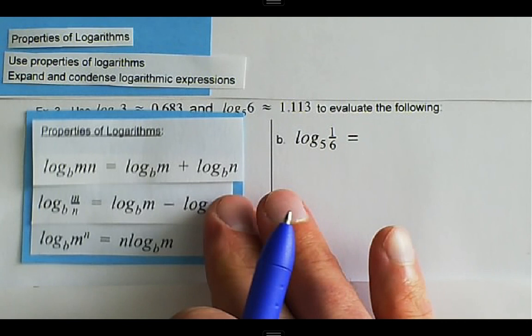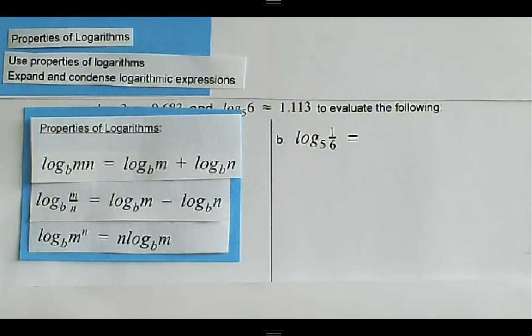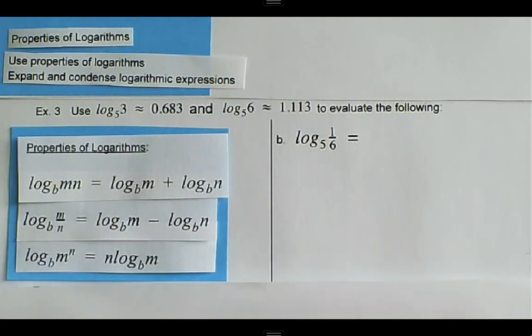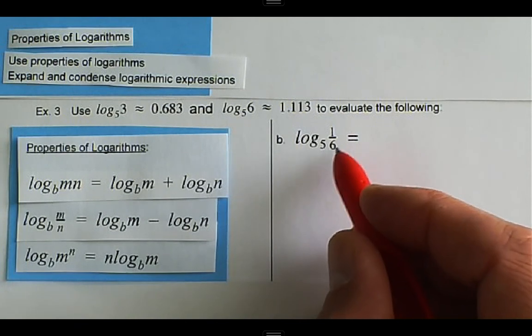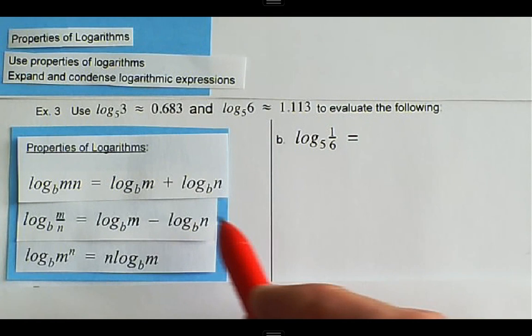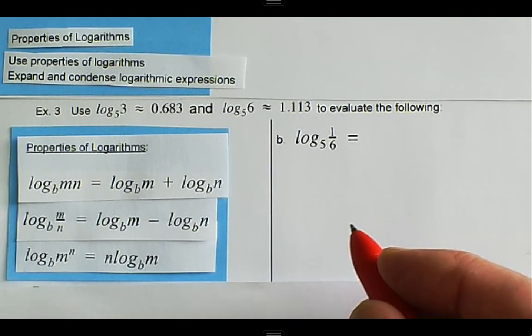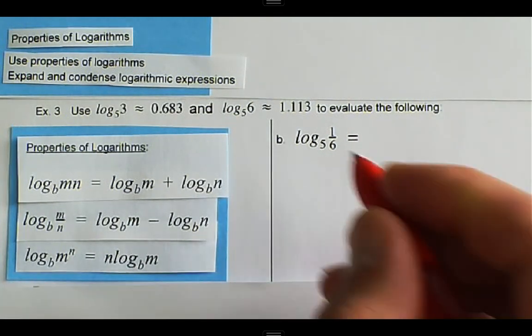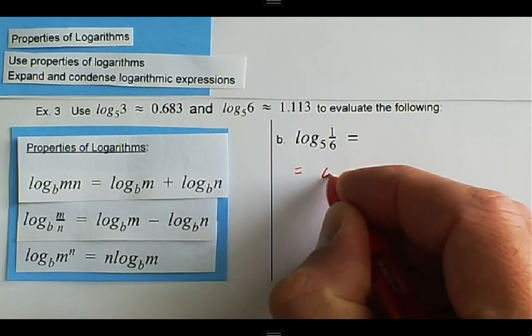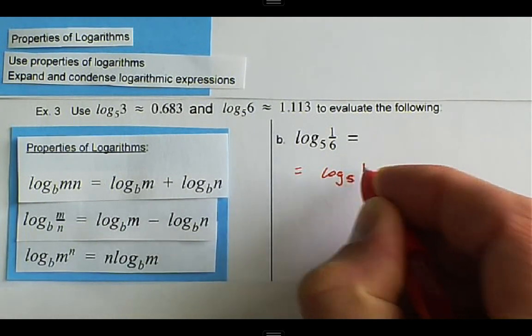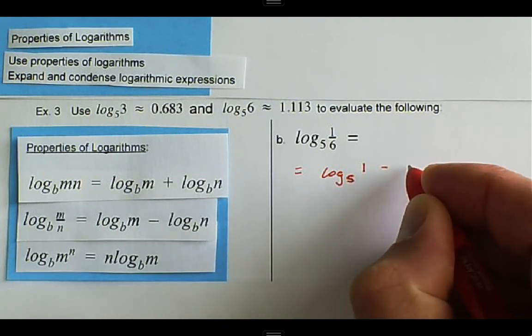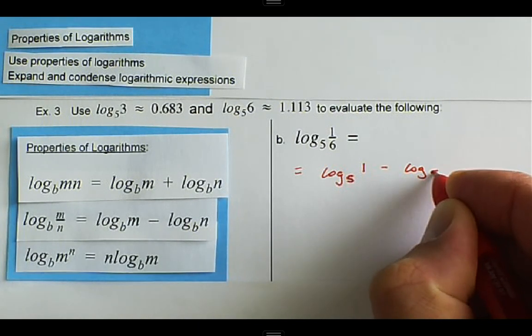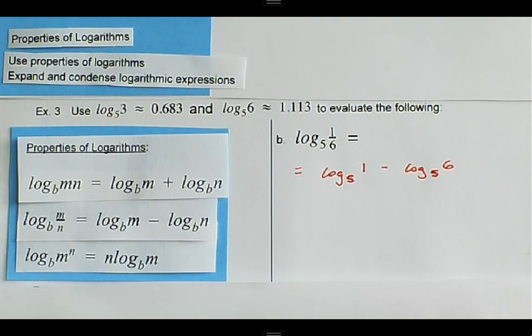We can look at the next example here, and again, we don't have one for 1/6, but we do know 6. So is there a way we can write this? And we have division, so yeah, we can separate that using subtraction. And so we can write this as log base 5 of 1, then we have the minus sign, and log base 5 of 6.